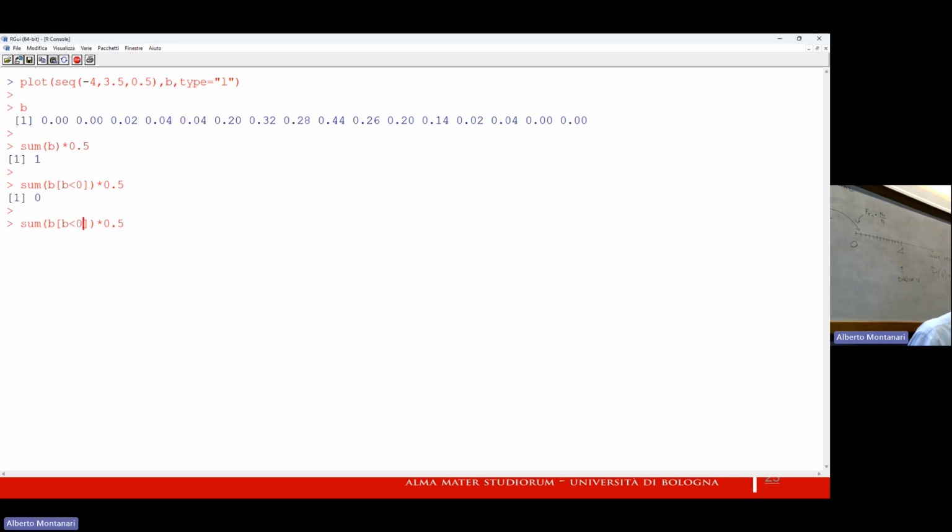Sum B, let me check here. Only the first 4 elements, or let's say 8 elements, because B is long, it is 16 numbers. You see, the length of B is 16 numbers. So the sum of the first 8 is 0.45, which is the probability of the variable being lower than 0.